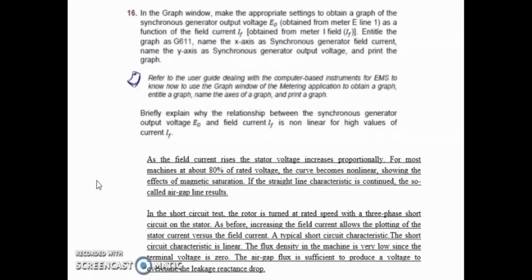In the short circuit test, the rotor is turned at rated speed with a three-phase short circuit on the stator. As before, increasing the field current allows the plotting of the stator current versus the field current. A typical short circuit characteristic is linear. The flux density in the machine is very low since the terminal voltage is zero. The air-gap flux is sufficient to produce a voltage to overcome the leakage reactance drop.